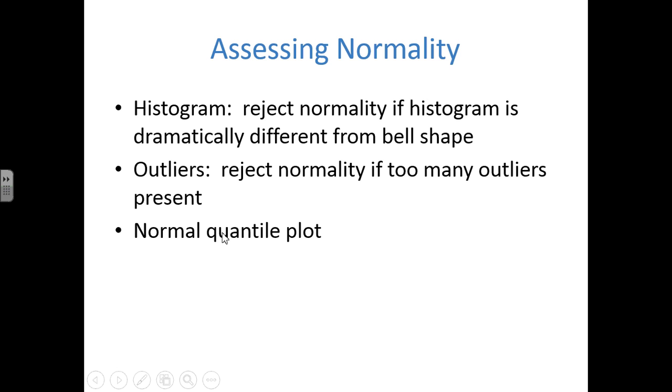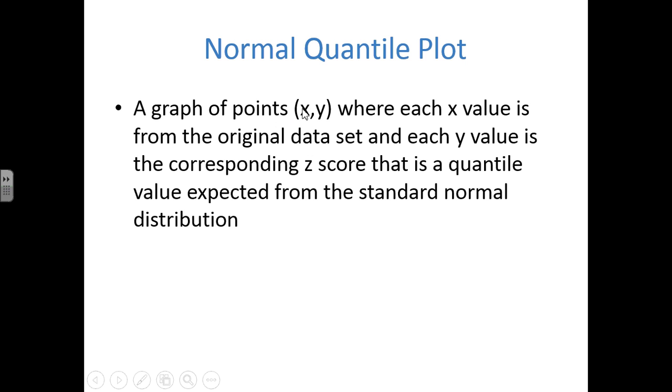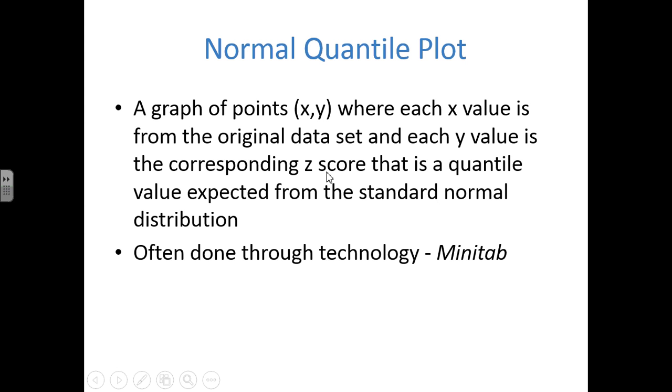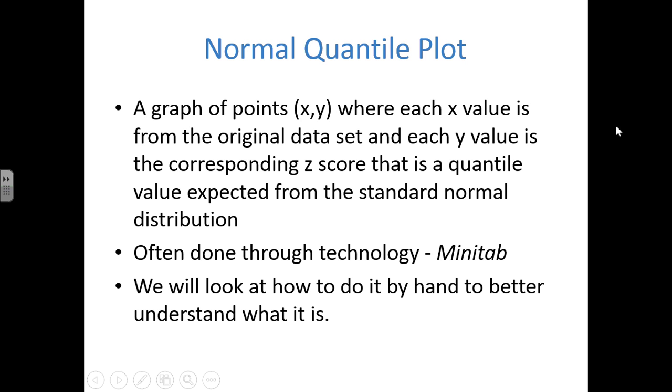But the new concept we're going to see in this section is graphing a normal quantile plot. The normal quantile plot is where we graph these points x and y, where all the x's are the original data set values, and each y is the corresponding z-score for each of the values. Often we'll do this through technology with Minitab, because you can get Minitab to standardize values. But we're going to look at doing this normal quantile plot by hand, just to understand how to do it.